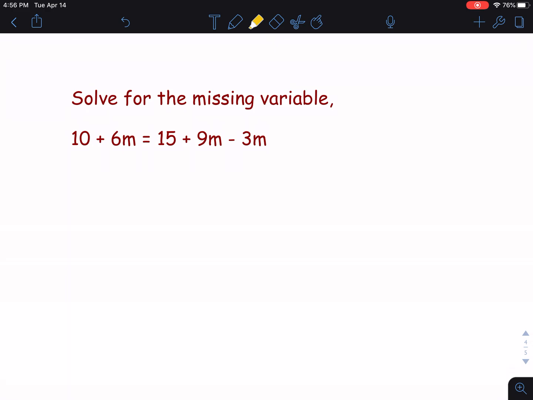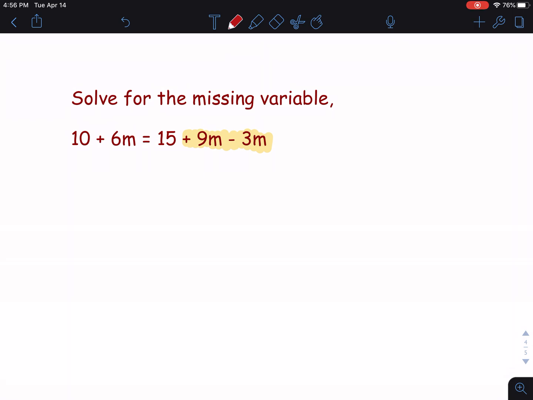In this multi-step equation, I'm able to combine these two variables right here. I can combine them because they're both the same term, they're both m terms, and since they're on the same side of the equal sign, I do not need to use inverse operations. I use inverse operations to move things to opposite sides. These are not on opposite sides, so I don't need to use inverse operations.